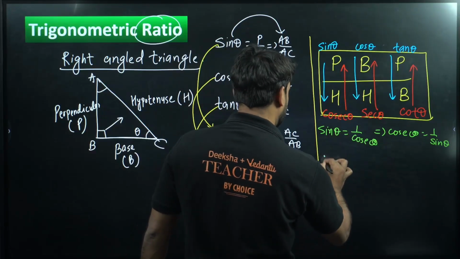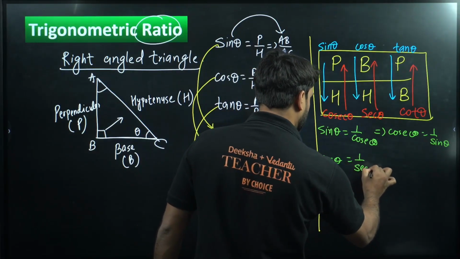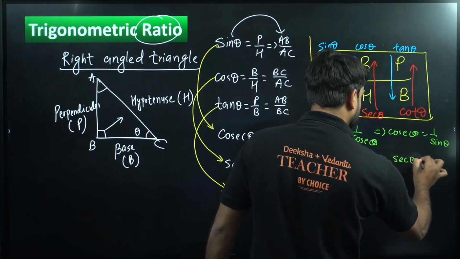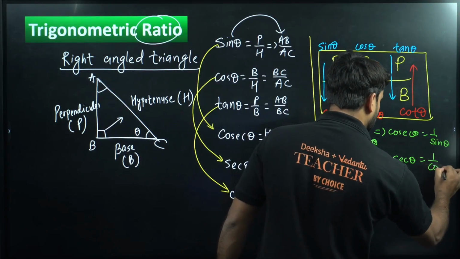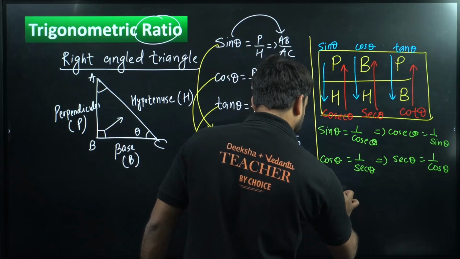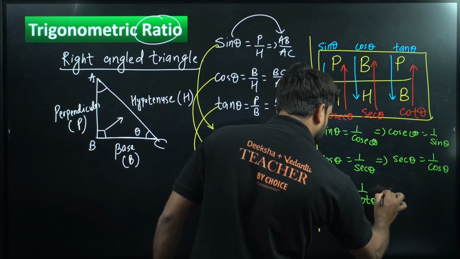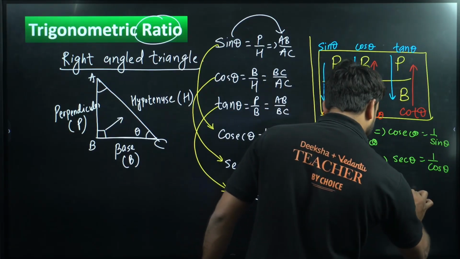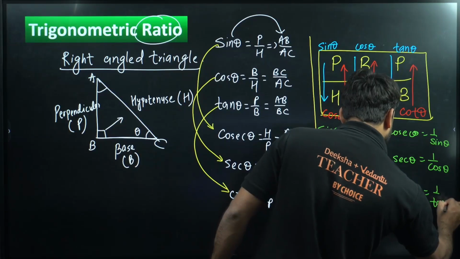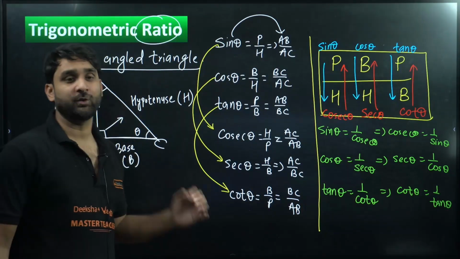So we can write here cos theta is equal to 1 by sec theta, or we can write here sec theta is equal to 1 by cos theta. For tan and cot, we can write here tan theta is equal to 1 by cot theta, or we can write here cot theta is equal to 1 by tan theta. So these are the reciprocal relationships. I hope this is clear to you all, everyone.